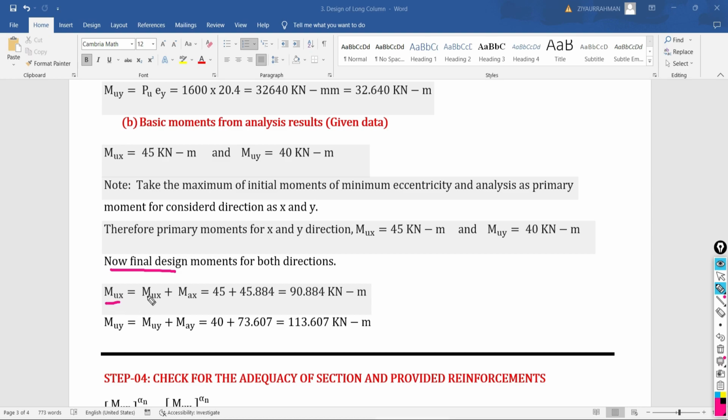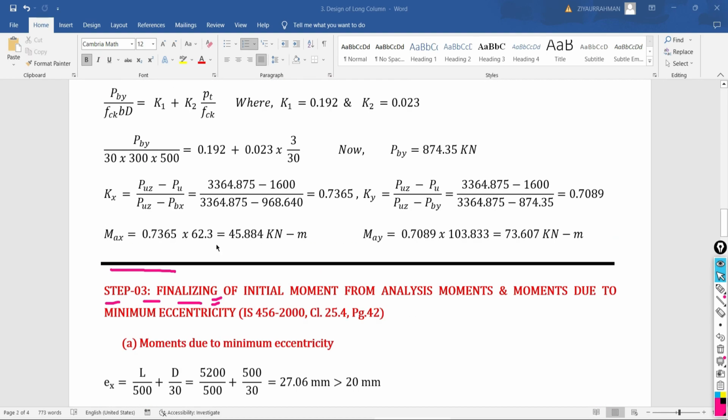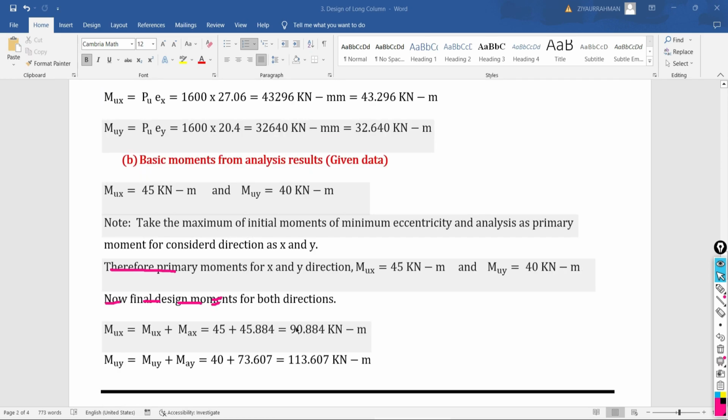So for x direction, basic movement plus additional movement. So basic movement is what? 45 kilonewton meter plus 45.884. Additional movement in x direction after the reduction is what? 45.884. So that I am going to put here as 45.884. So we are getting the result as 90.884.